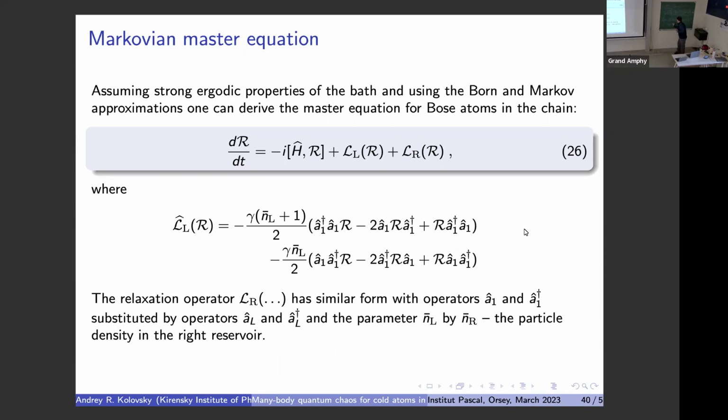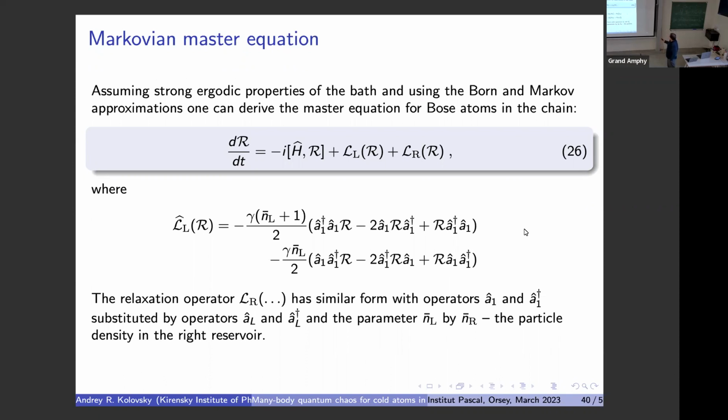Only that L is the particle density in the reservoir, it will be removed by them. As I say, it can be solved analytically. Why? Because this is the case of the non-interacting particles.